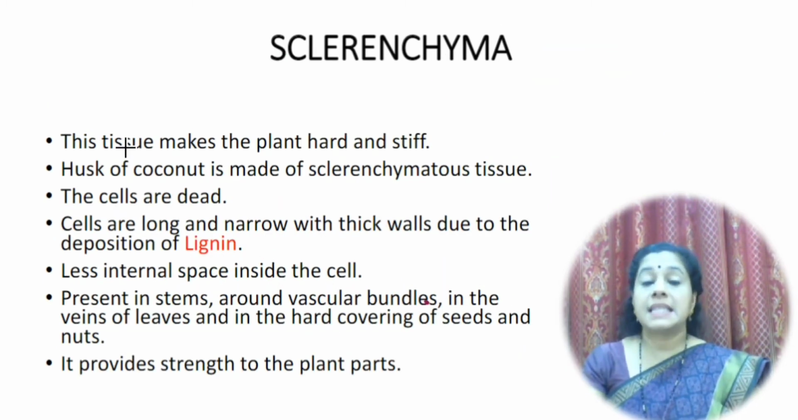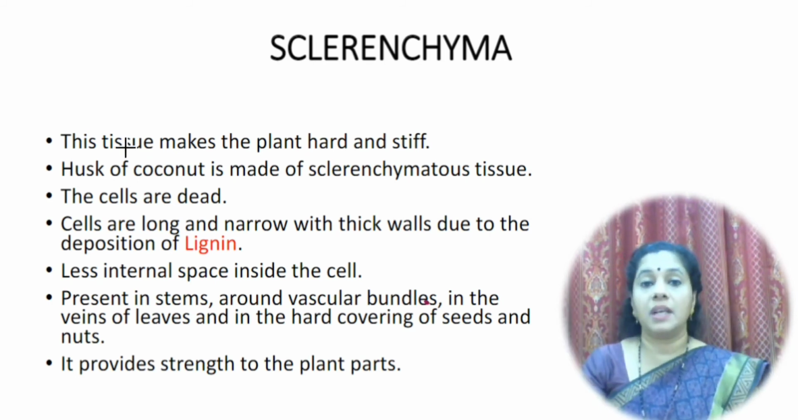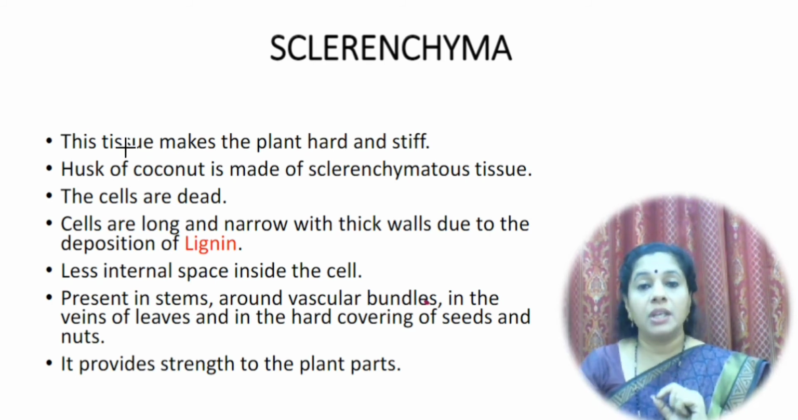Next we have sclerenchyma. So here these tissues make the plant hard and stiff. Typical example is husk of coconut. If you have seen the outer part of coconut, it is fibrous. So if you take one fiber and pull, it is very difficult to break it. It's very strong. So we use it for making coir, rope, etc., where a lot of strength is needed.